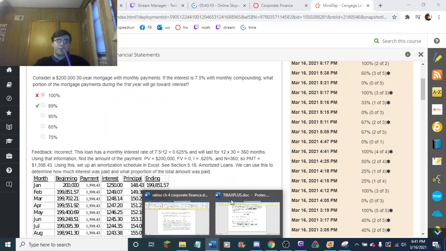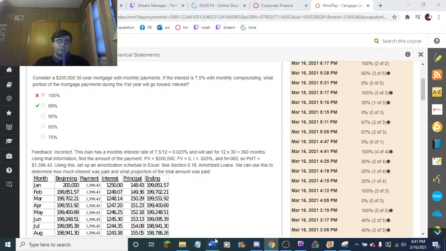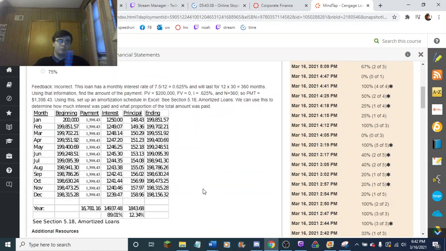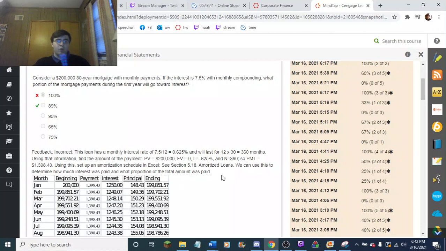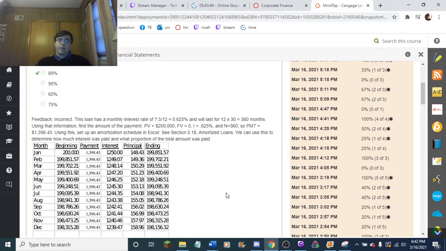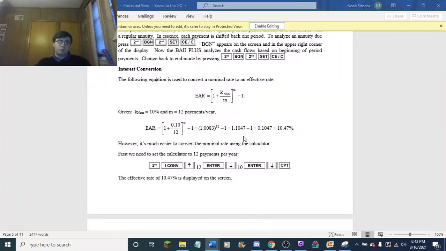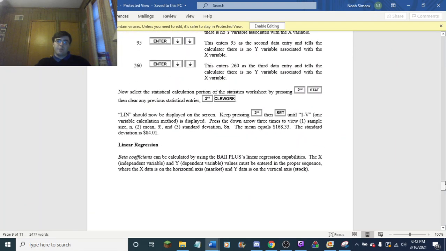Okay, so first of all, you find the amount of the payment. You find the amount of the payment, then you set up the amortization schedule. Okay. How to set up an amortization schedule.